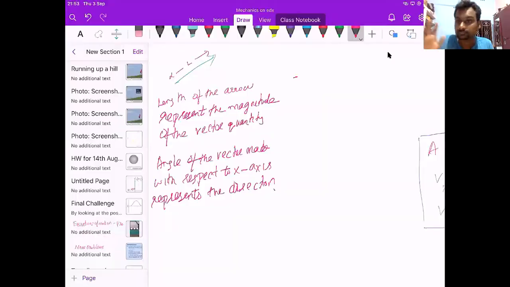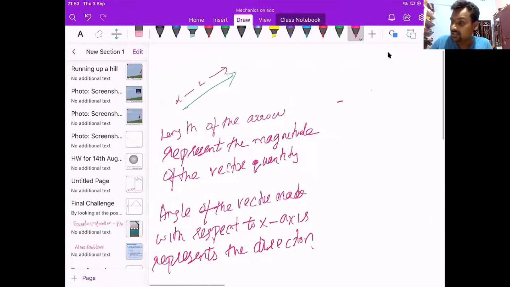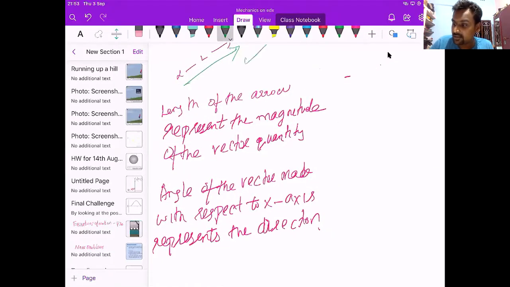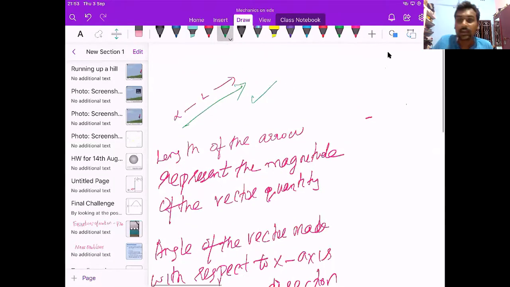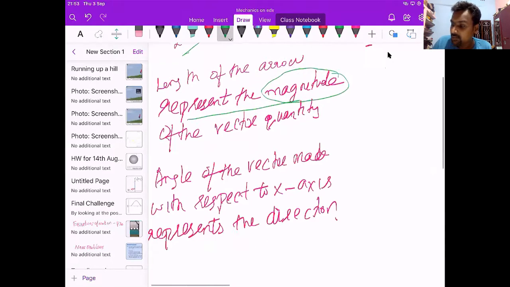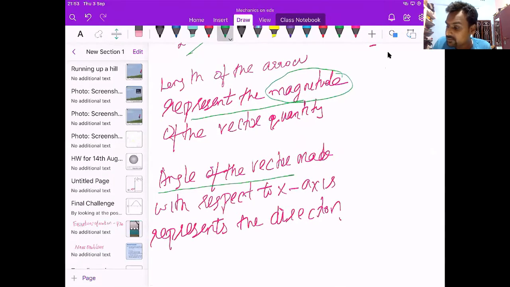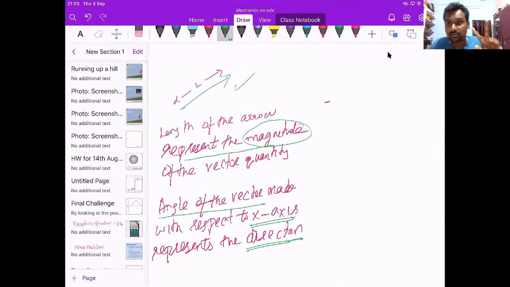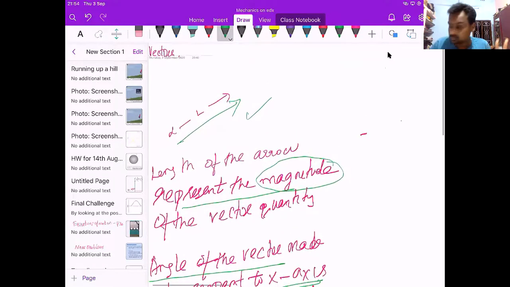Now let's see how this arrow helps us to represent a vector quantity completely. Okay, so now I'll have to go back to my iPad screen. This is how we represent a vector quantity. It's an arrow, and the length of the arrow represents the magnitude of the vector quantity, while the angle which the arrow is making with respect to the x-axis represents the direction. That's all. As simple as that. Two components of a vector quantity are represented using an arrow.